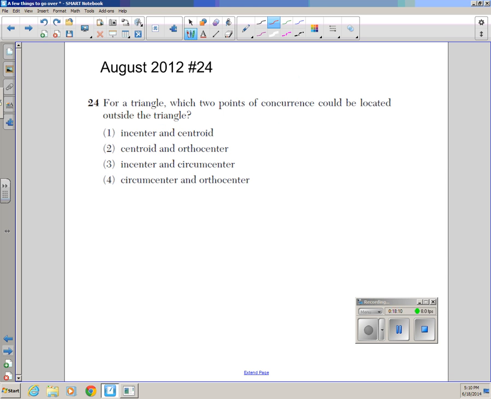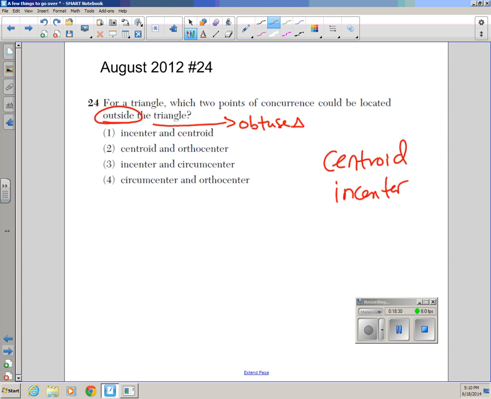August 2012, number 24. For a triangle, which two points of concurrence could be located outside the triangle? Well, outside the triangle would be an obtuse triangle. And this doesn't happen with the centroid. So here are your four choices, and you can get these from the reading: centroid, incenter, circumcenter, and orthocenter.